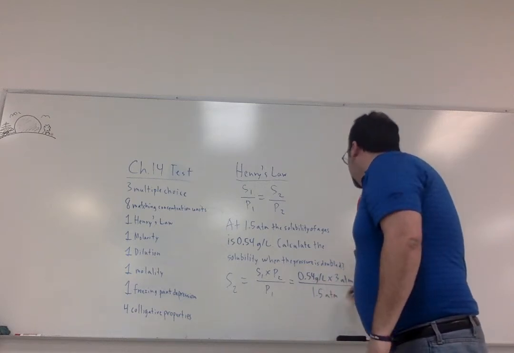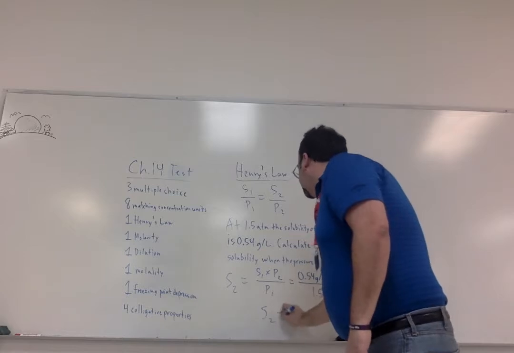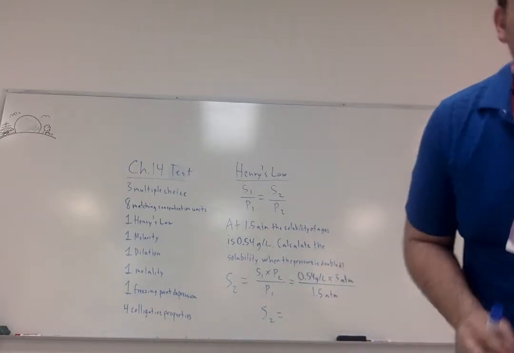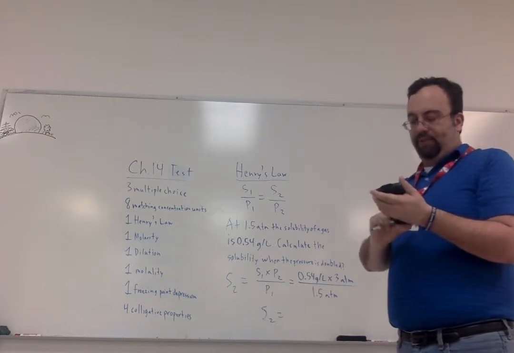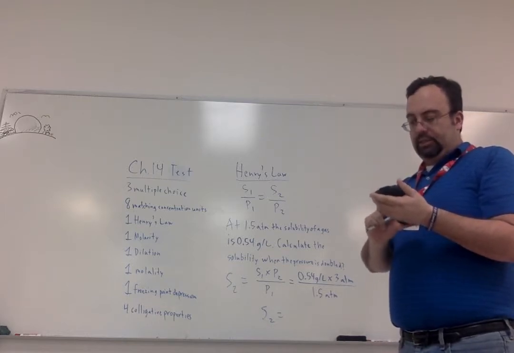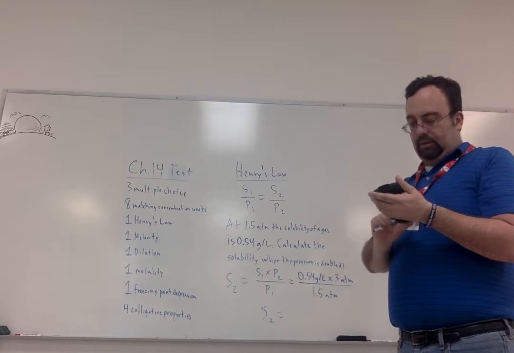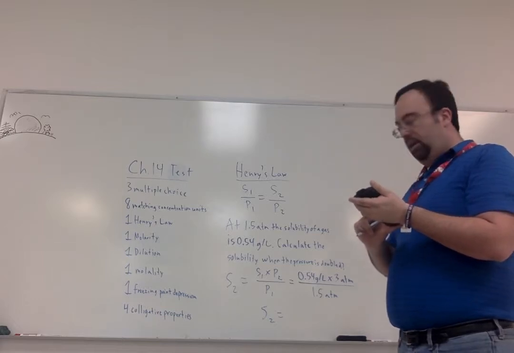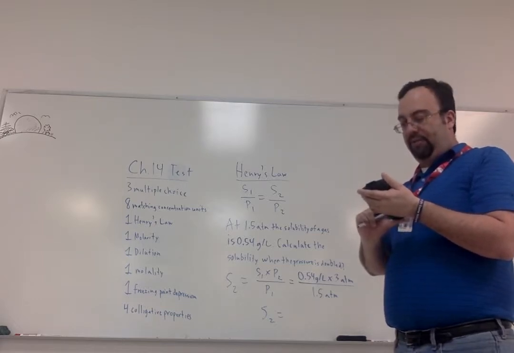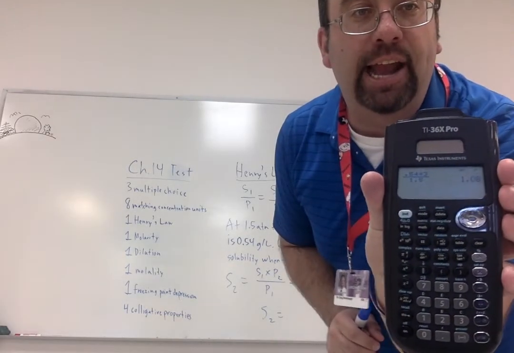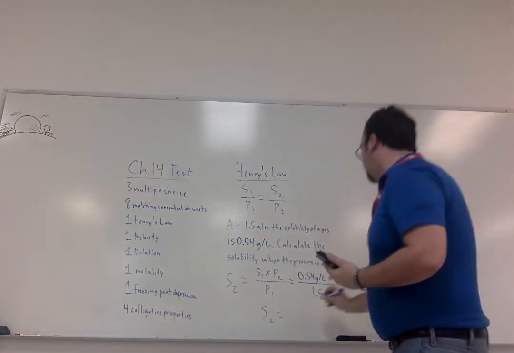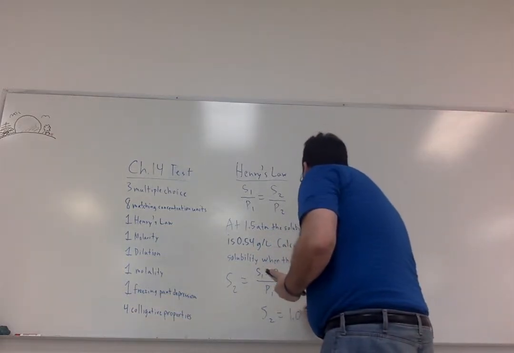All right. And so to solve this problem, we can take our calculator and take 0.54 times 3 divided by 1.5. And so when I do that, I end up getting an answer of 1.08. So 1.08 grams per liter.